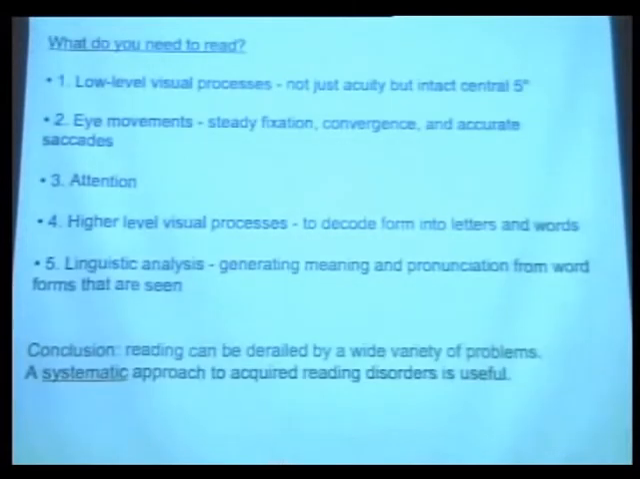So what I want to do is go through a few of the things. If you have one slide that I'm going to give you that I want you to remember, it's probably this one. Because if you can go through this, you can probably figure out in a logical, step-by-step way what you've got to think about to figure out why reading is impaired in the patient in front of you. 1, low-level visual processes, that's the eye.